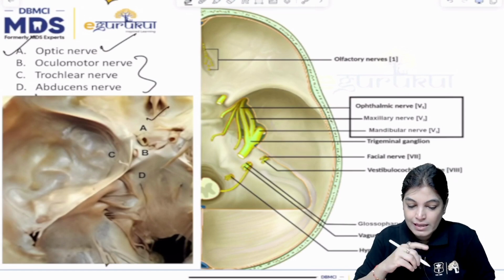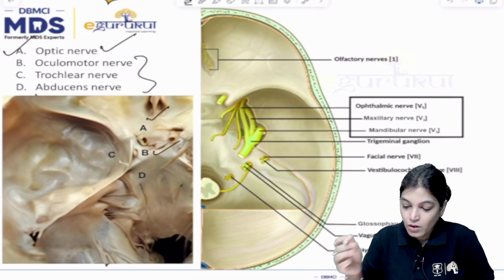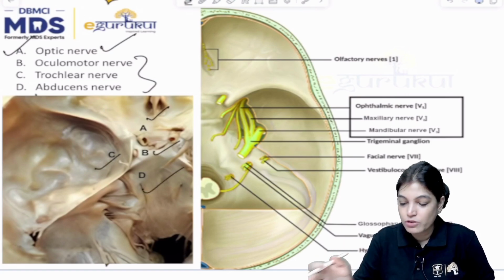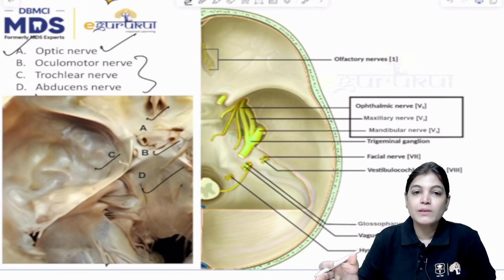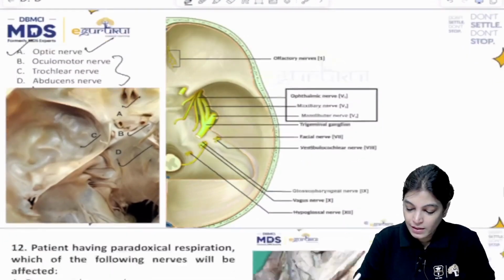You can clearly see, if I'm talking about B, B is correlated with that of the oculomotor nerve here, and C is that of the trochlear nerve and D is that of the abducens nerve. So on one side the image has been given to you. You can correlate with the image provided in the MCQ and you can get the right answer.